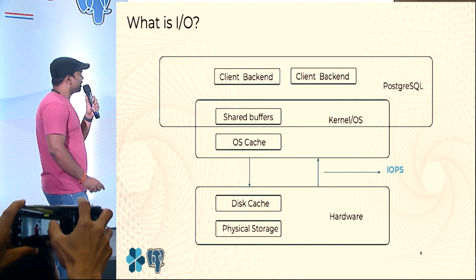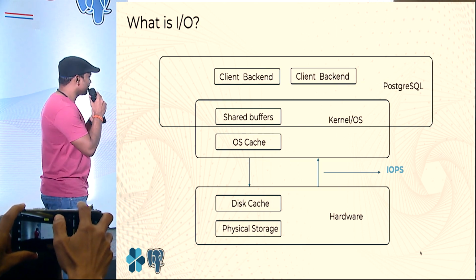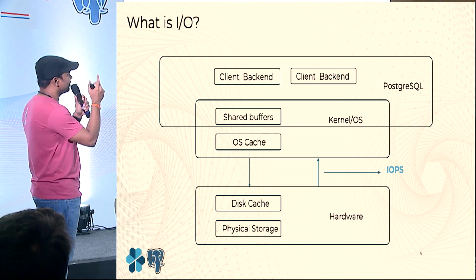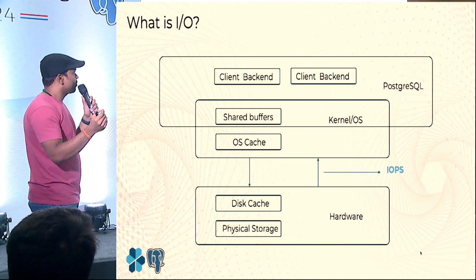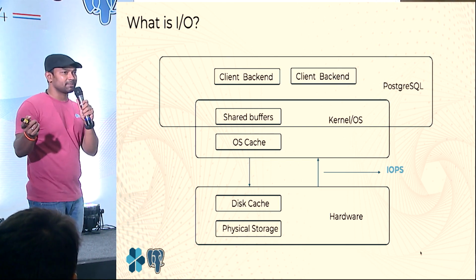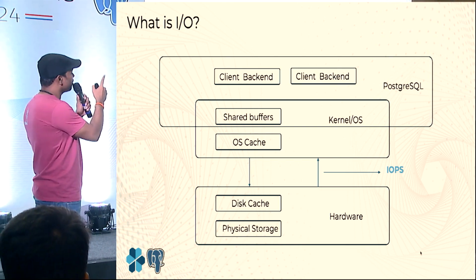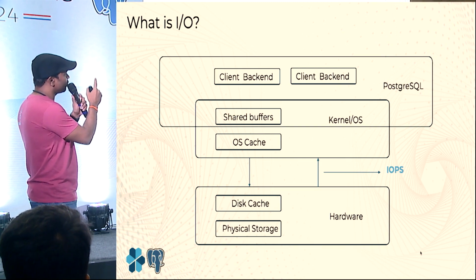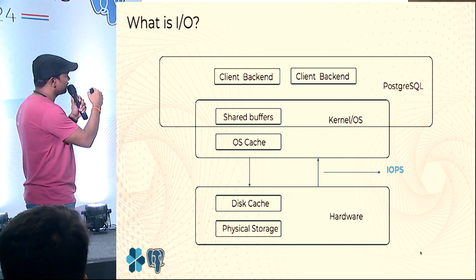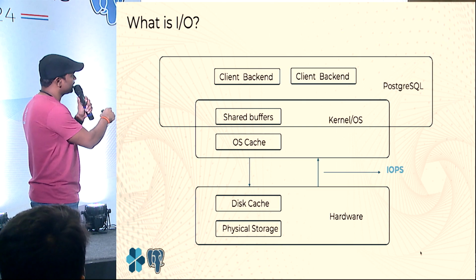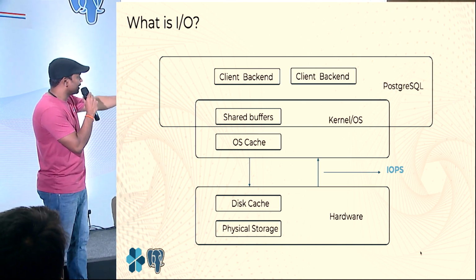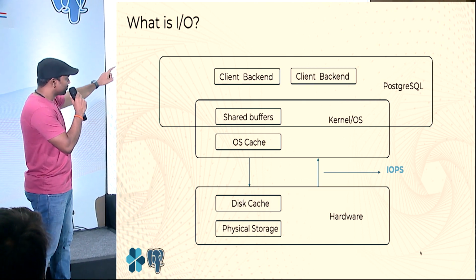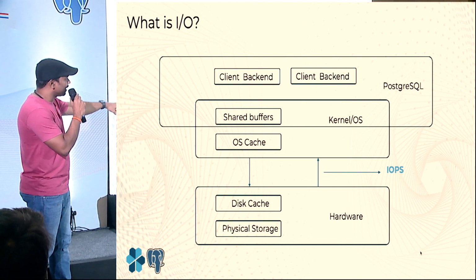So where do IOPS actually happen? Here you see we have a client backend. The client backend stands for the connection that the application makes to Postgres. And we have components like shared buffers, an OS cache, a disk cache, and physical storage. The IOPS come into the picture between the shared buffers and the underlying hardware.